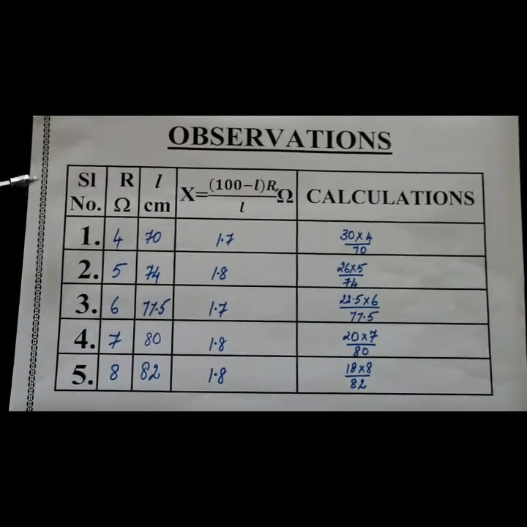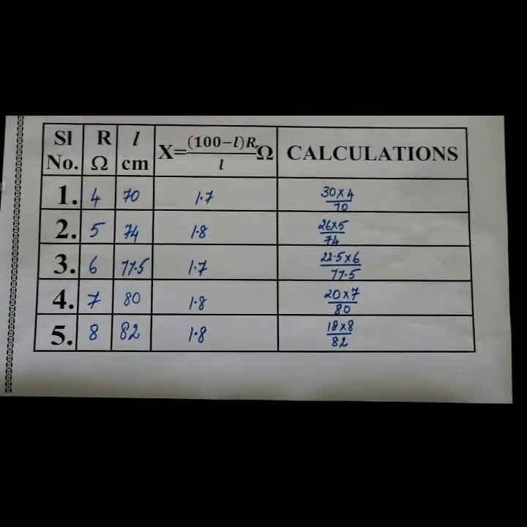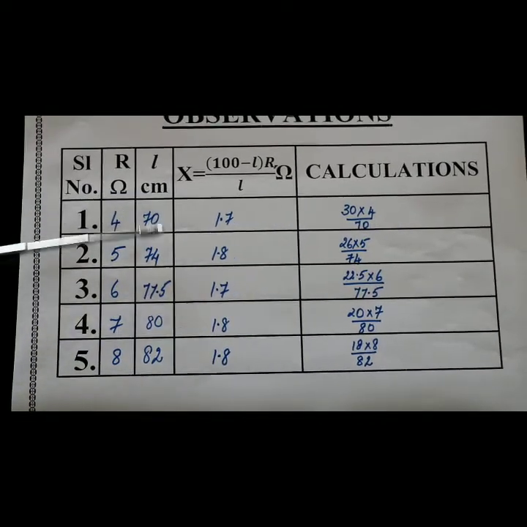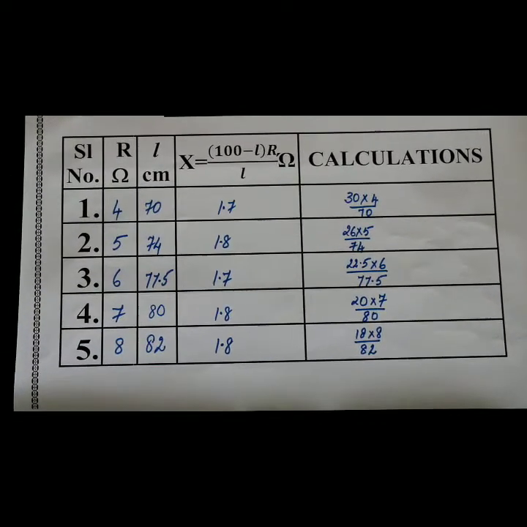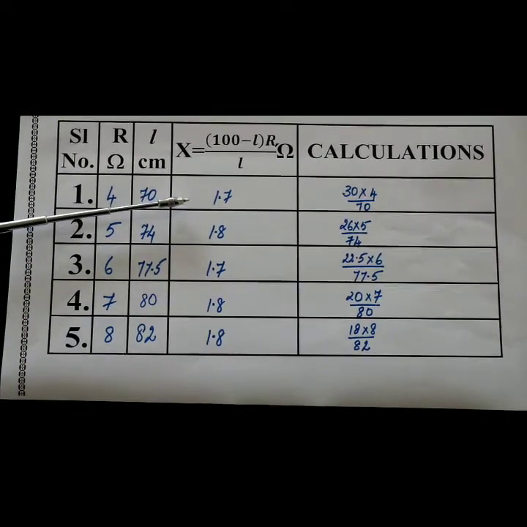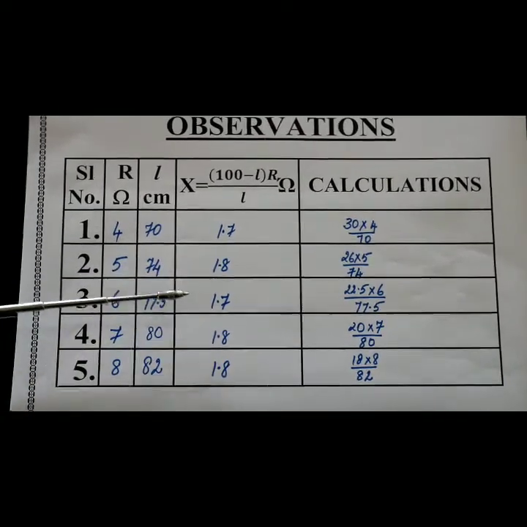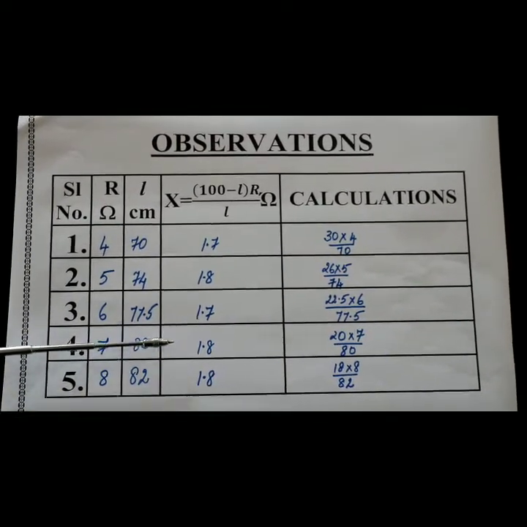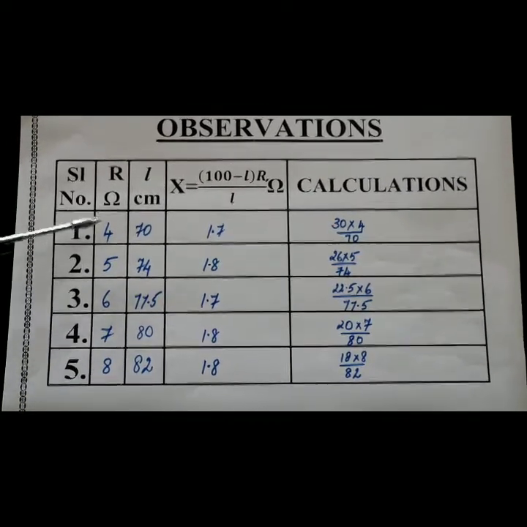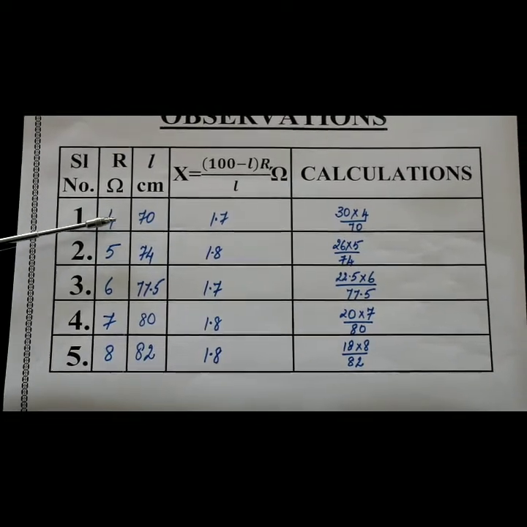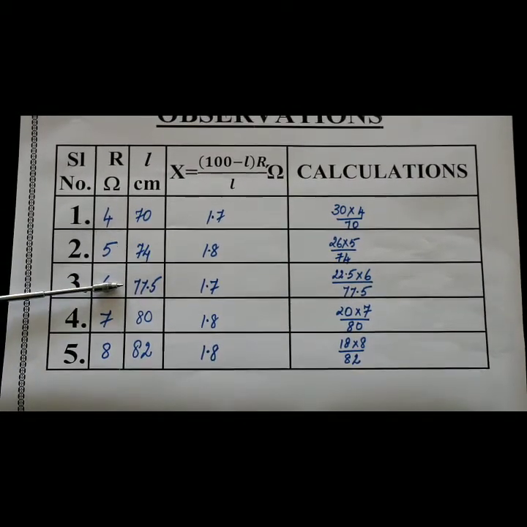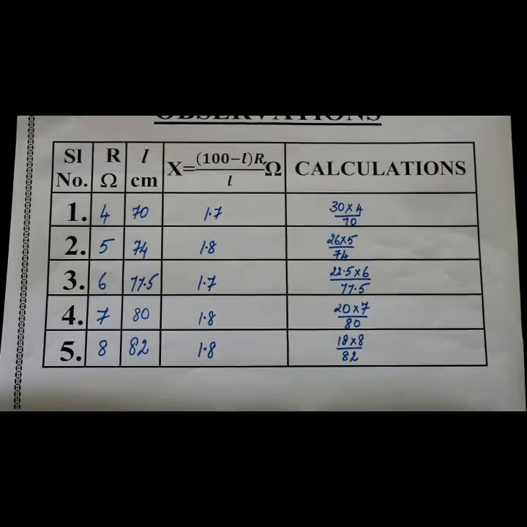You could verify your observation tabular column, the R values, the L values, the X which you have got from this tabular column. So the first trial X is 1.7 ohm, the next one 1.8, 1.7, then 1.8 and 1.8, for which the corresponding balance length that you had to record was 70, 74, 77.5, 80 and 82.